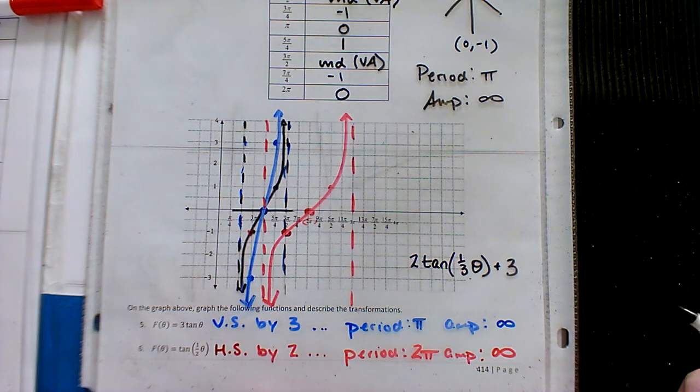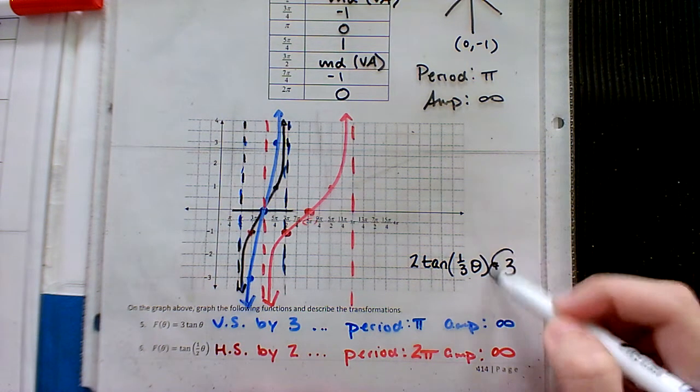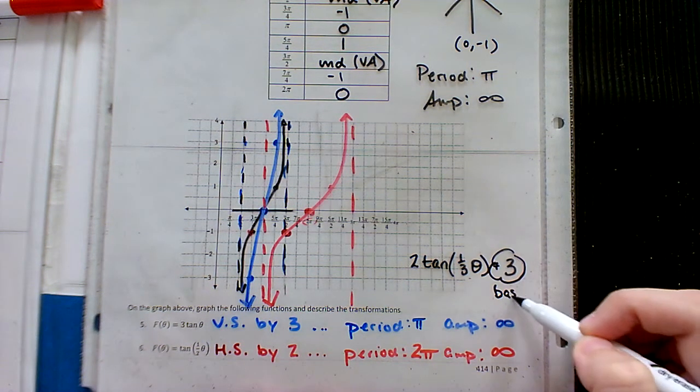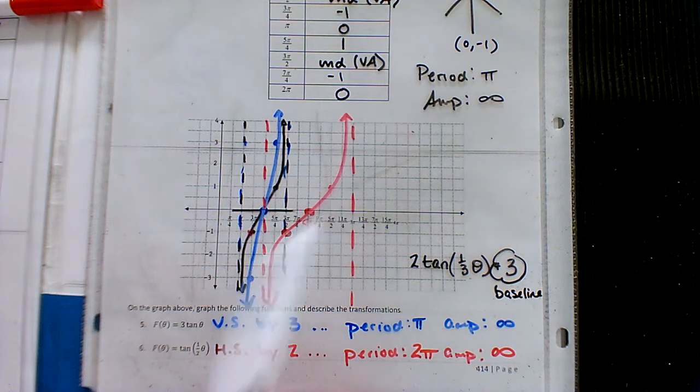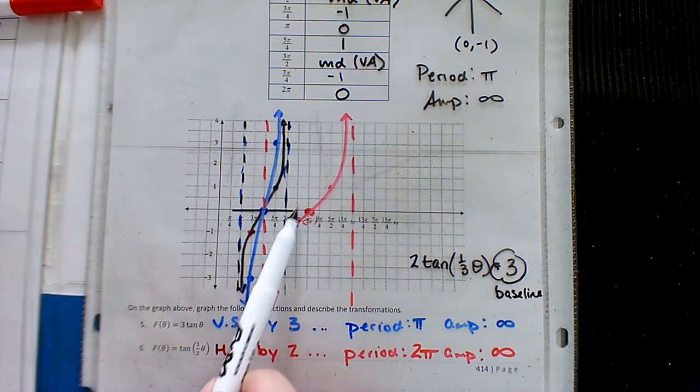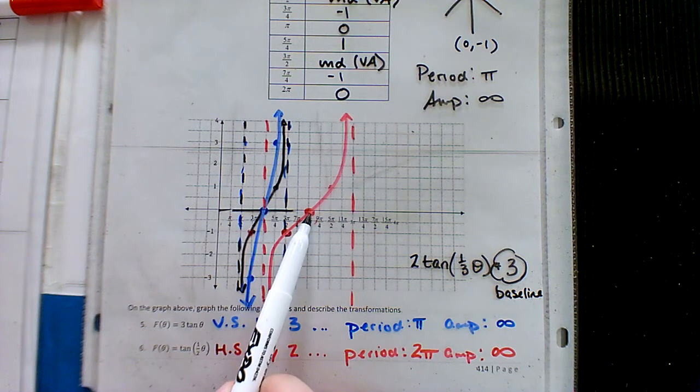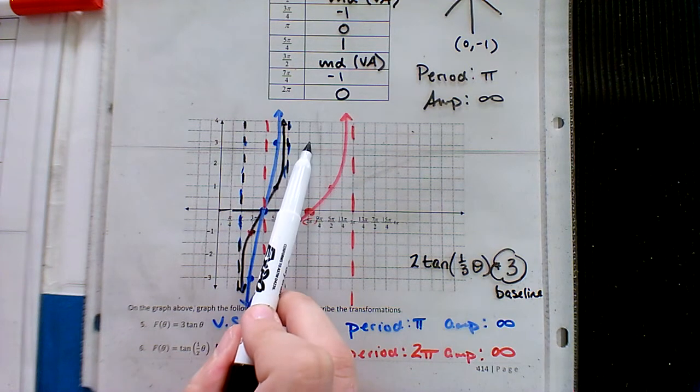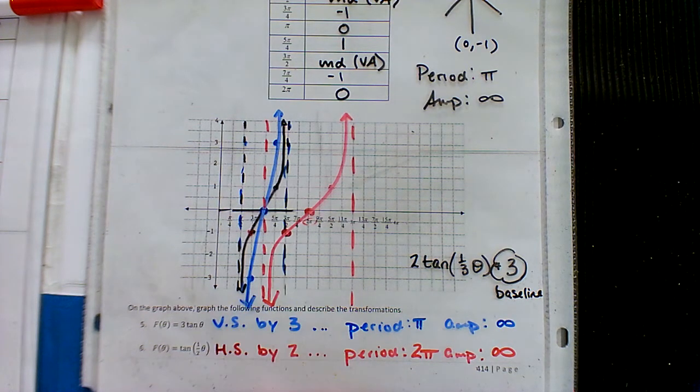What do you think, Marie? Yeah. The baseline is at 3. So that's the middle of your graph. Okay. Basically, instead of this middle point on your curve being on the x-axis, this middle point would now be at 3. Okay, so everything's moved up 3 units.